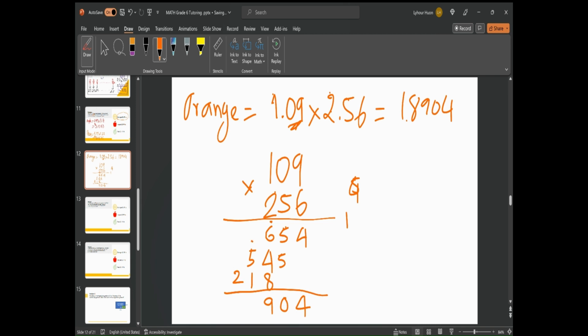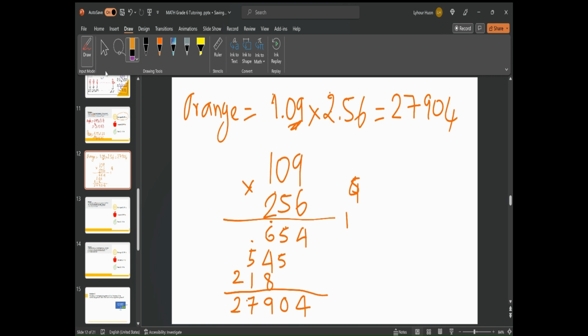And we have 7 and 2. So this is the answer: 27904. So the answer is 27904. Now, how about the decimal?